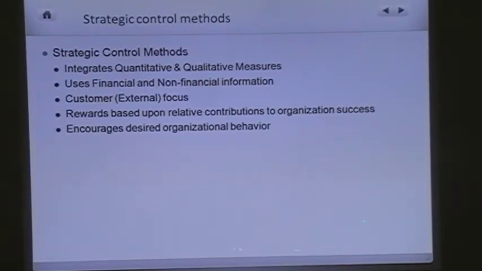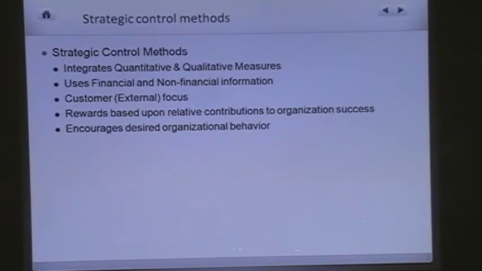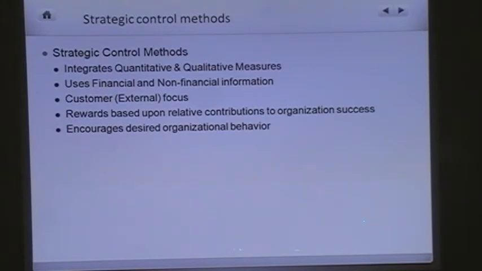You can define the way in which customers interact with your brand or products or services, but you cannot control customers, so that's why that factor is external. You are able to define rewards based on relative contributions. That means you are able to define incentives or bonuses. If a particular store is doing quite well, then the staff in that store might get a higher bonus or incentive. And one of the strategic controls could be that you can define or encourage a desired organizational behavior. That defined organizational behavior can also be used as a strategic control at the managerial or top management level.